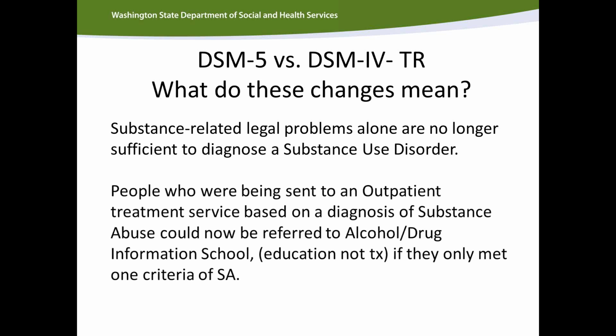It also means that people who are being sent to an outpatient treatment service based on the diagnosis of substance abuse could now be referred only to Alcohol and Drug Information School. This is education, not treatment. If they meet only one criteria of what was formerly substance abuse, they would no longer meet that threshold for being sent to treatment. They would be sent to education. Now, if they meet more than that, if they have mild, moderate, or severe disorder, they may be sent to outpatient or in some cases residential treatment as well.